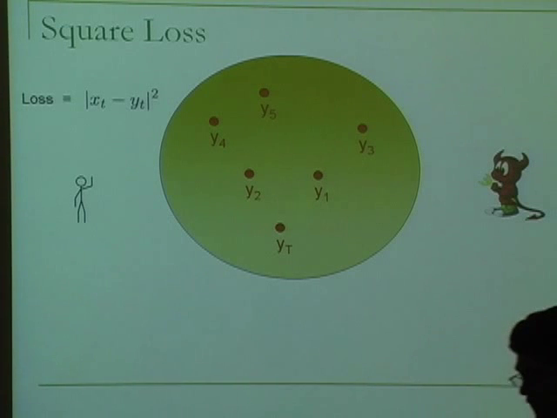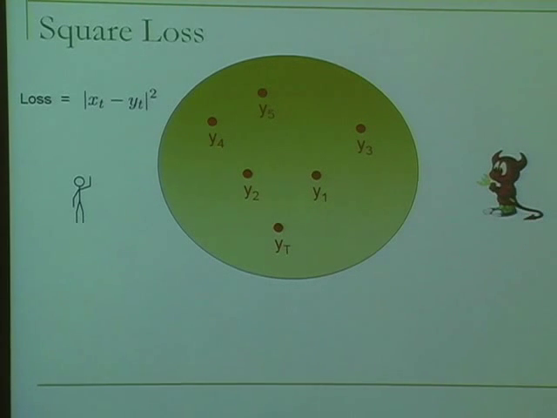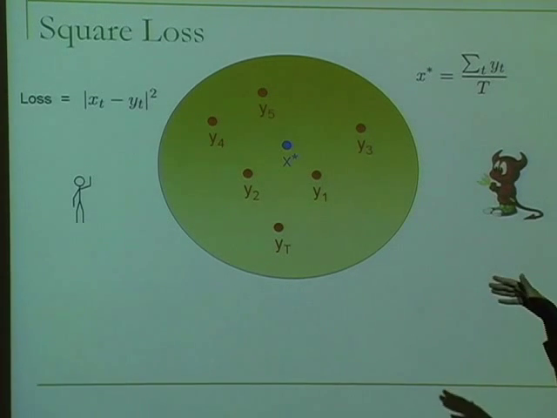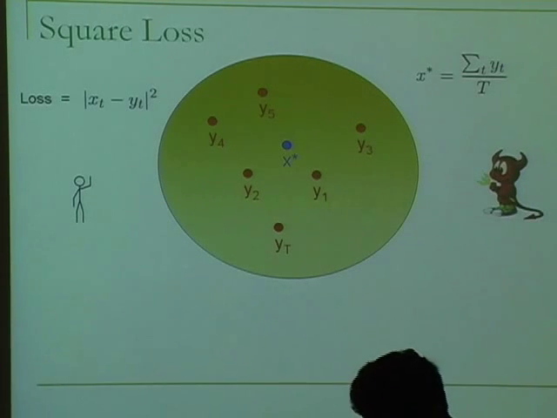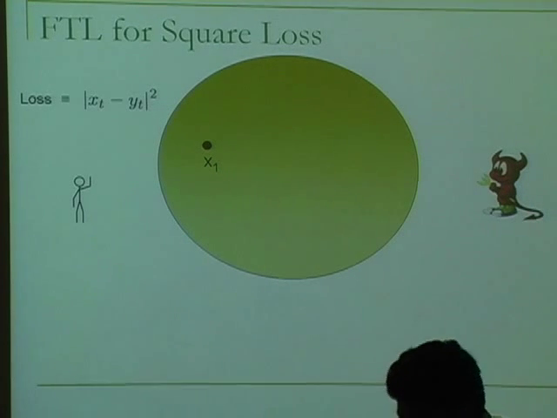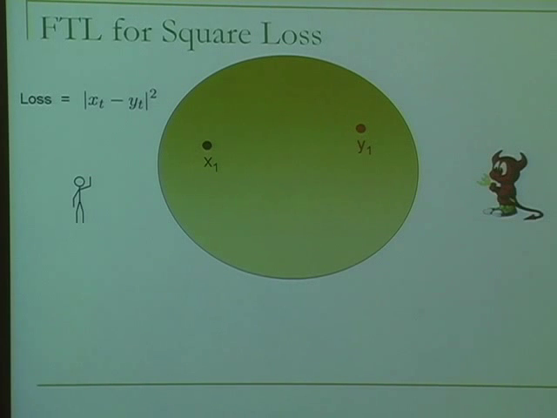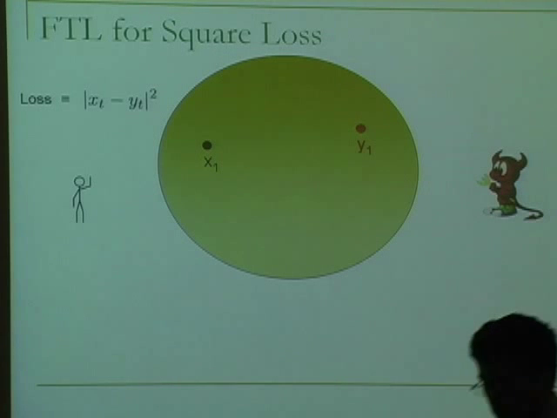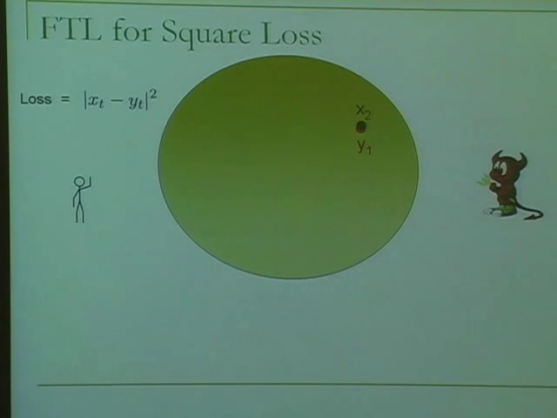If you just work out the math, you can show that the optimal in hindsight happens to be the centroid. So once t points are played, the best thing to do is to play the centroid. And we want to compete with the loss of this point in regret. Let me just show you how follow the leader works here. You start off playing an arbitrary point x1. The adversary plays y1. For x2, you play the average of what you've seen so far, which is just y1. So your x2 is the same as y1.